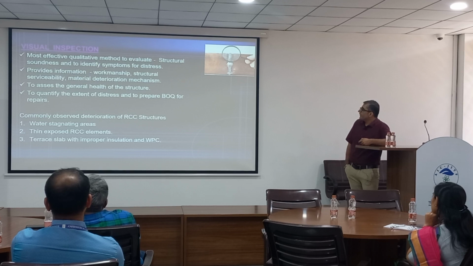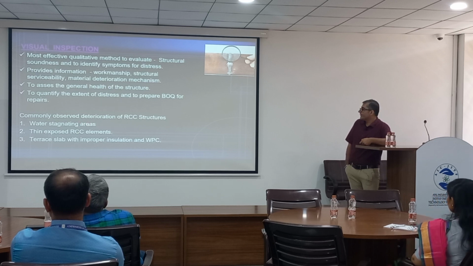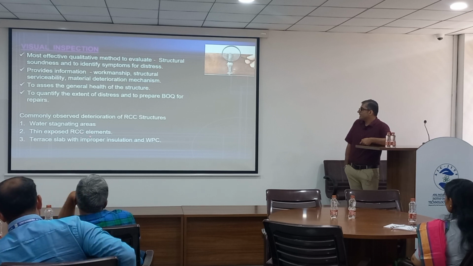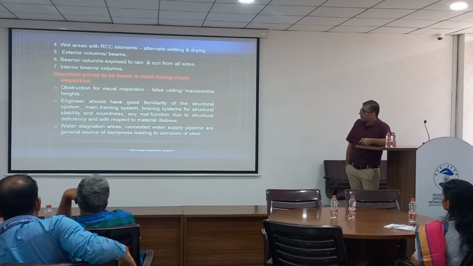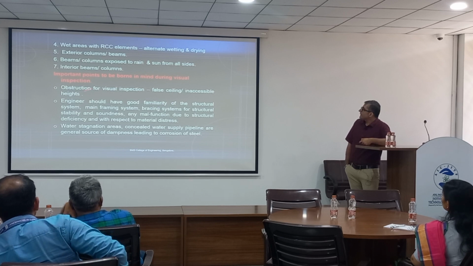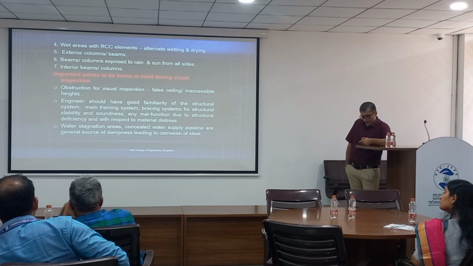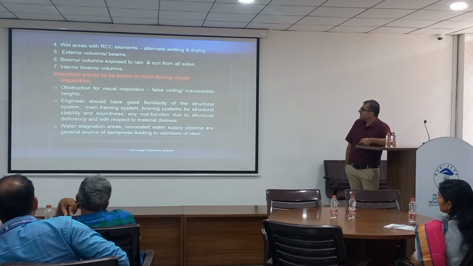When we go for visual inspection, we try to observe. Observations are very important. If there are any areas where water is getting stagnant, that needs to be ascertained, because this is very common in the roof part. The exposed RCC element, this is the terrace, and the painted areas. So they're trying to collect the details.